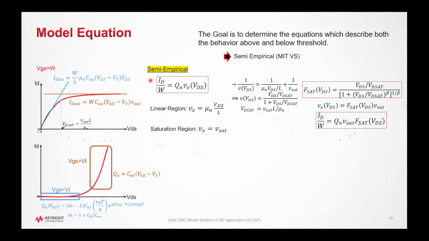This virtual source theory was meant to find how you can connect the linear region and the saturation region into one equation. In the linear region the velocity has one form, and in saturation it has another. So how do we find the correlation between them?